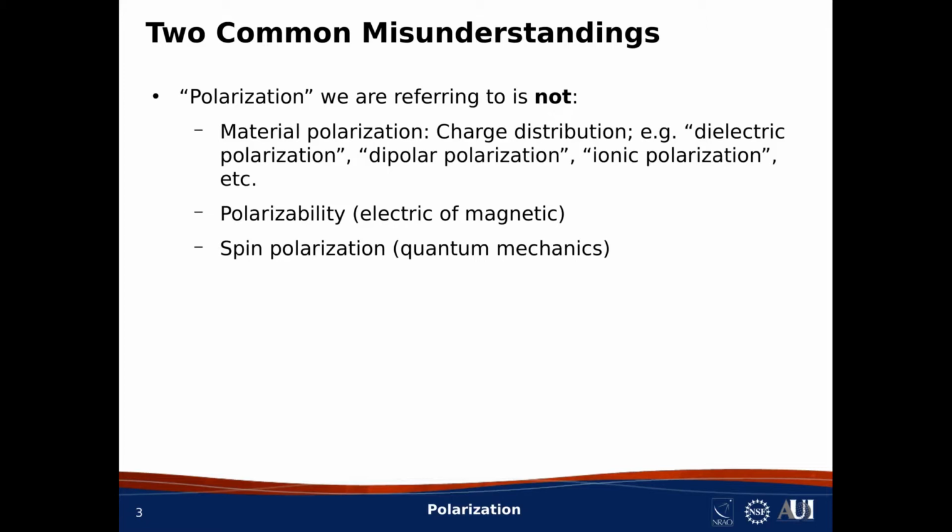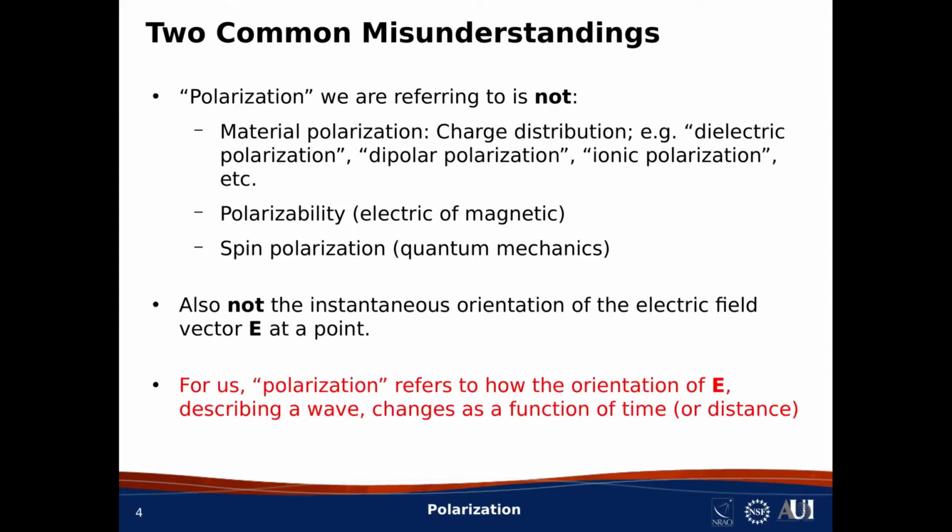Another term that can cause some confusion is polarizability, and that refers to the ability of a material to become electrically or magnetically polarized. That also is not a property of waves. Furthermore, in quantum mechanics, we have the concept of spin polarization. Once again, not a property of electromagnetic waves.